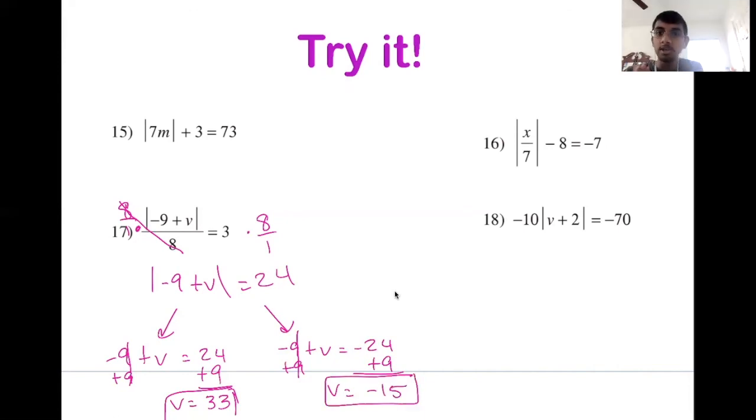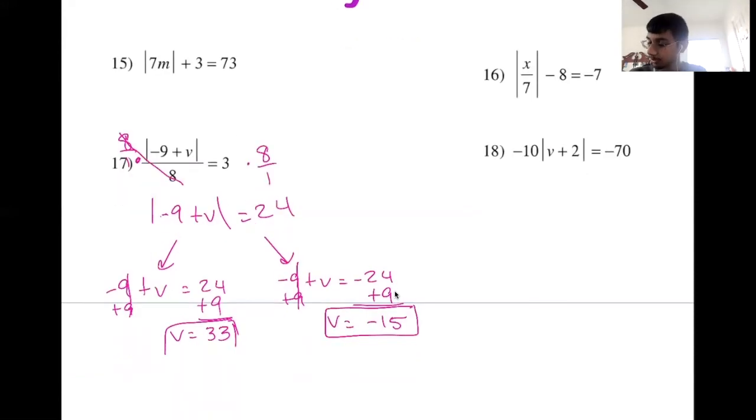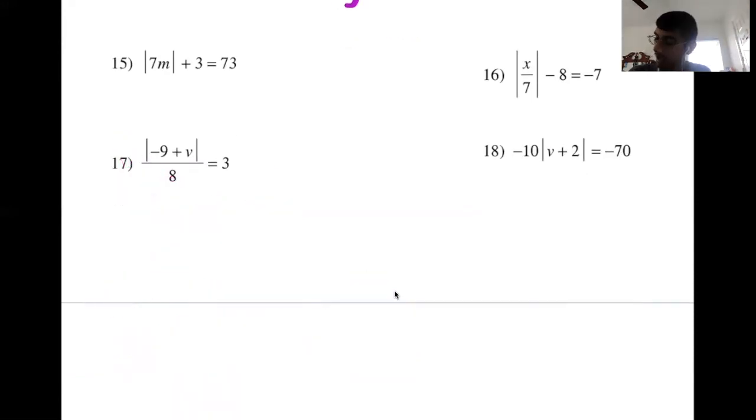The only thing you have to do before you could solve for the two separate equations was to multiply by 8 on both sides. You could cancel and isolate just the absolute value. Let's do our final problem now and see if we could get this right. So let's see. We have negative 10 times the absolute value of v plus 2 equals negative 70. So this may have confused you, and the reason why is because the negative 10 is attached to the absolute value. When something like this is attached to the absolute value, it just means that we're multiplying. So in this case, it would be negative 10 multiplied times the absolute value of v plus 2, and that's equal to negative 70.